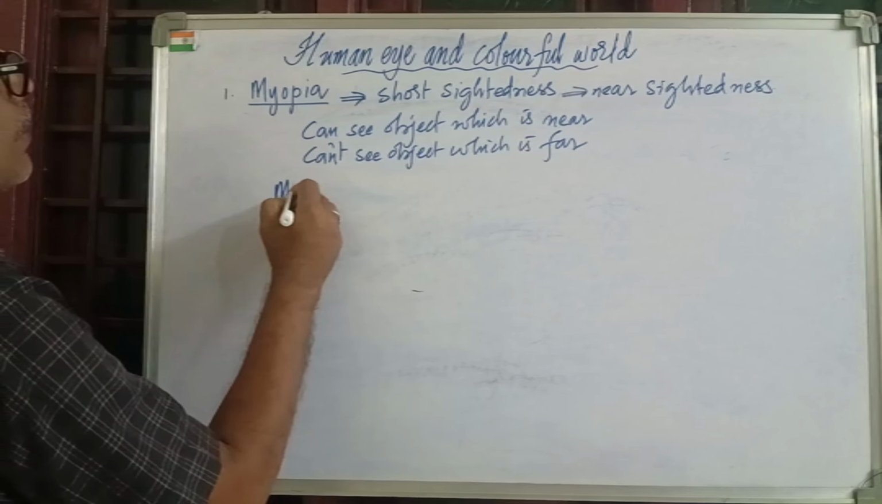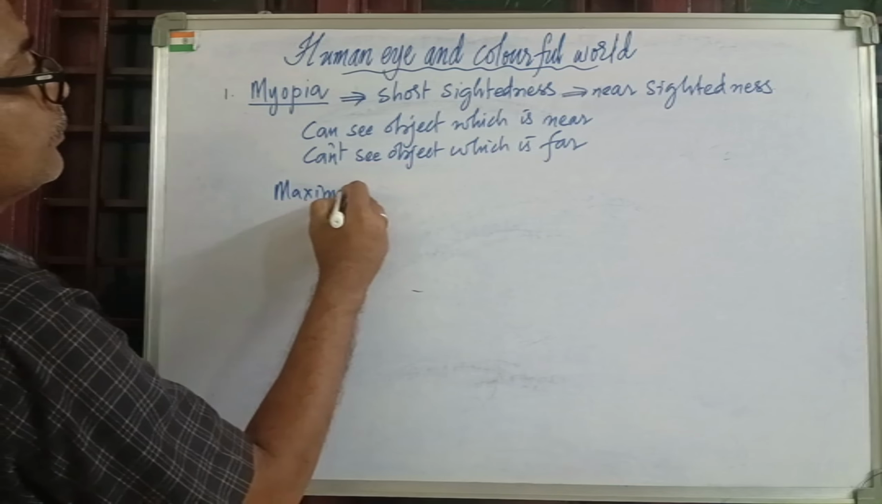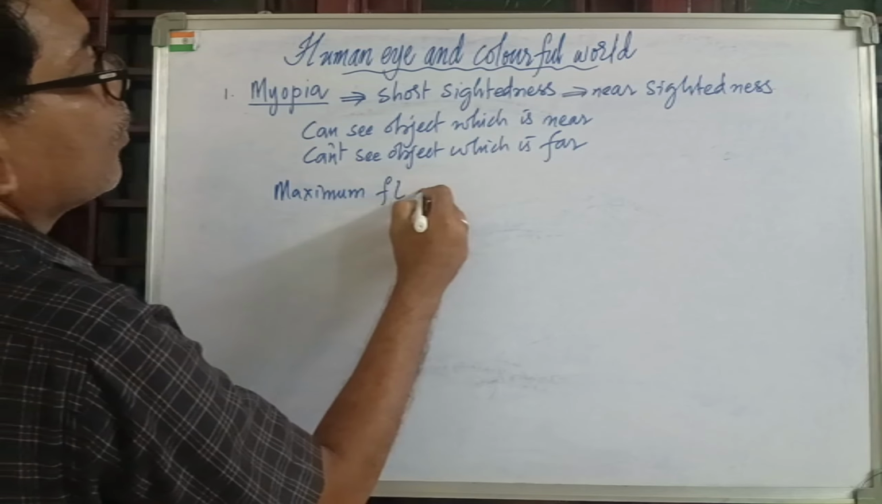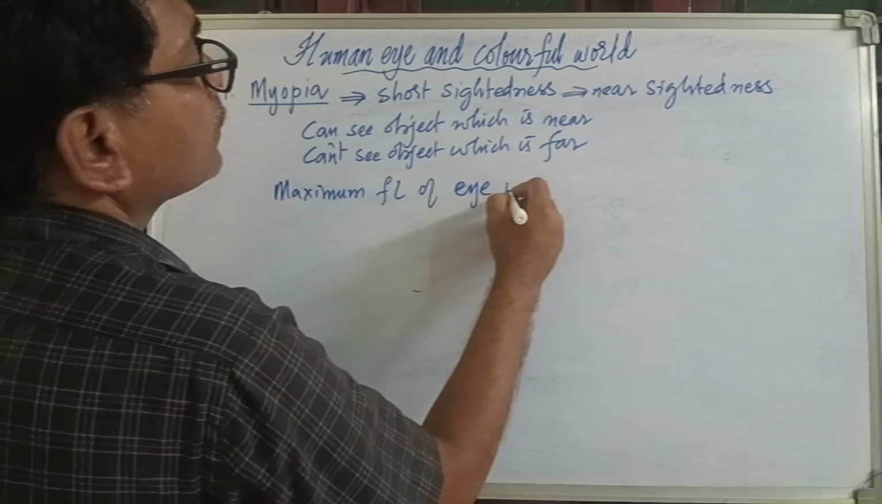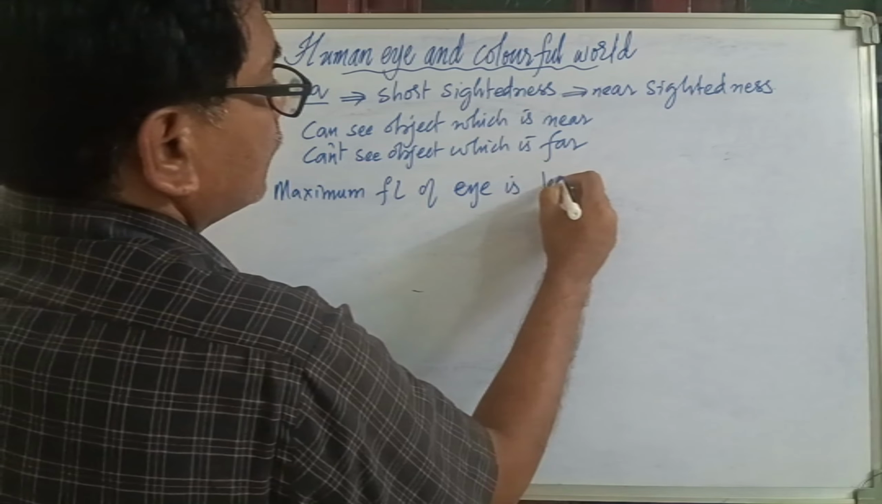So the maximum focal length of the eye is less than 2.5. Very important point, a key point it is. The maximum focal length of the eye is less than 2.5. So therefore what arises here is the far point.